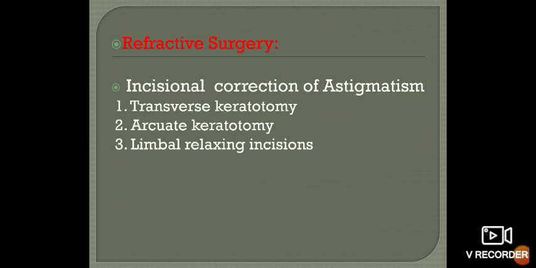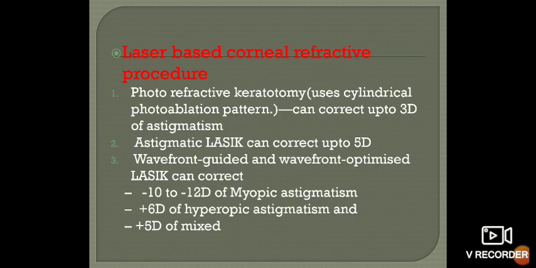Another option for this is refractive surgeries. Different types of refractive surgeries are available. Incisional procedures include transverse keratotomy, arcuate keratotomy, and limbal relaxing incisions. Laser-based procedures available for astigmatism are PRK, that is photorefractive keratectomy, and astigmatic LASIK, as well as wavefront guided and wavefront optimized LASIK. All these are laser-based procedures for astigmatism.